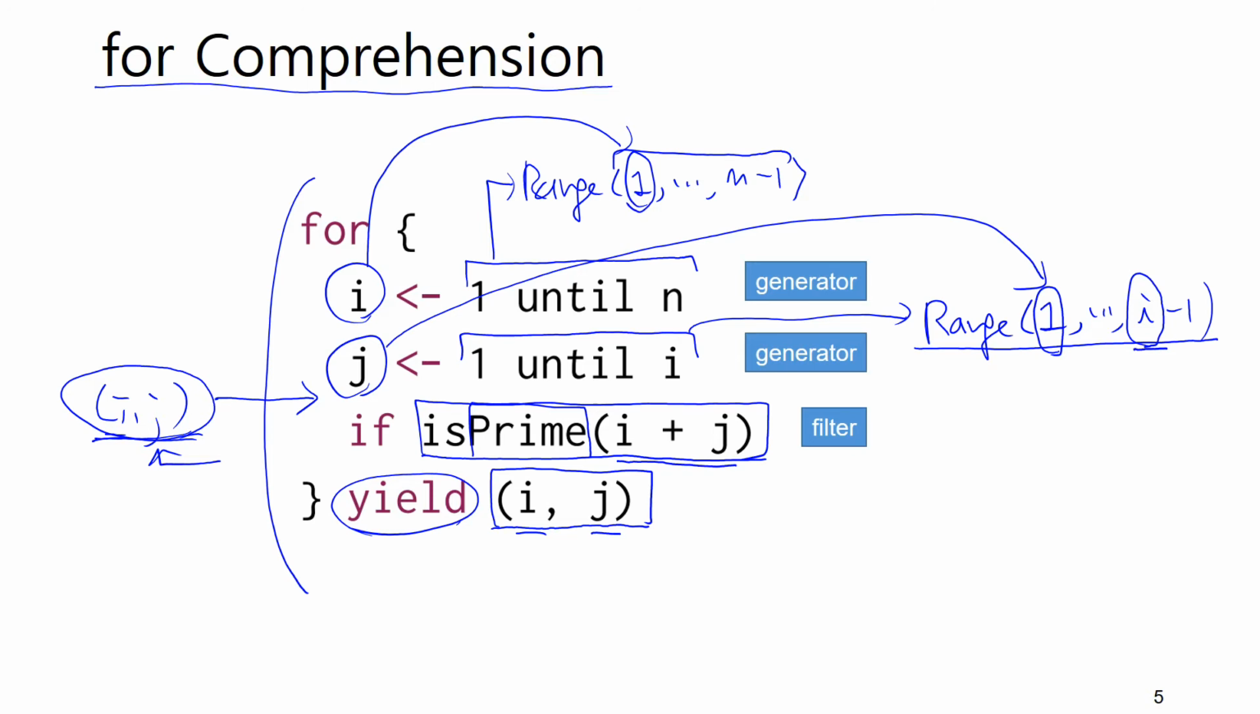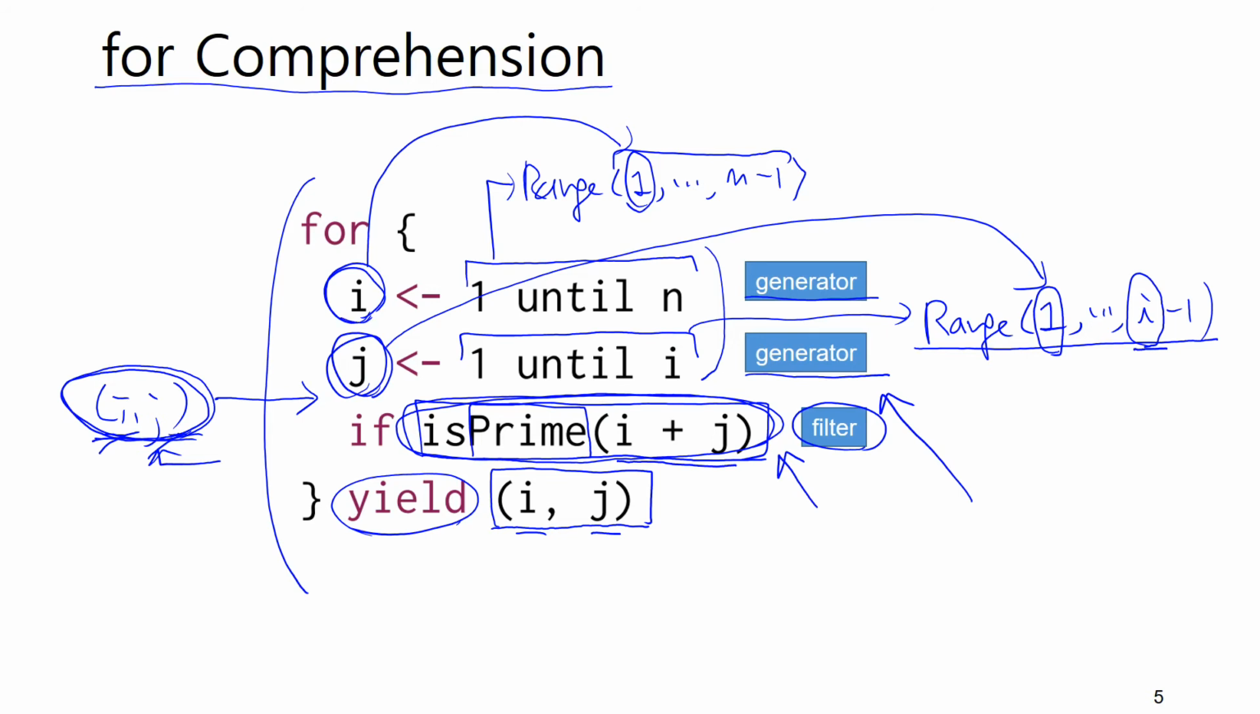We may call the first two lines generators because we actually generate values for these variables. And we can call the third line a filter because we are filtering some of these combinations of variables i and j depending on the result of evaluating this Boolean expression. In this way, we can easily generate many combinations of these two integers, i and j, and then include some of these combinations depending on the result of this filter.